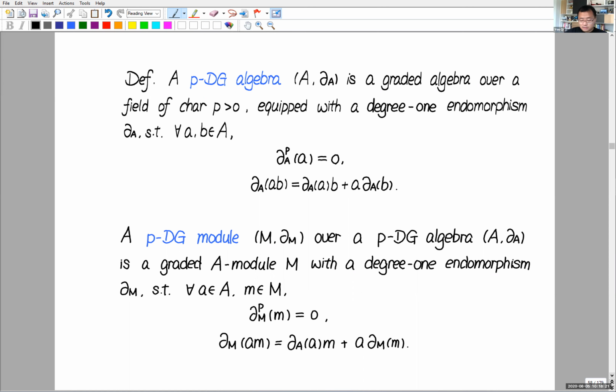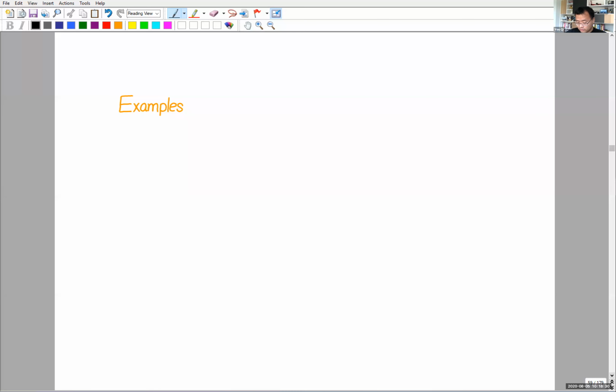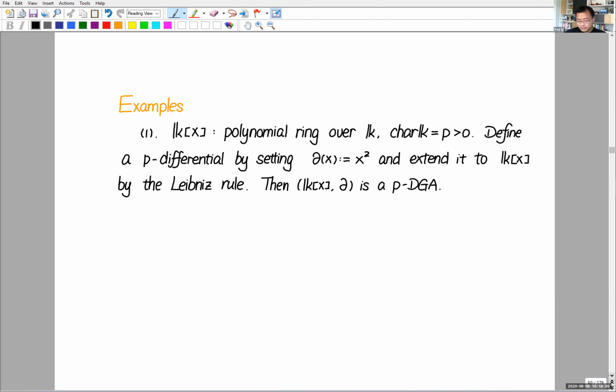All right. So there are a lot of analogies between these two different worlds, the usual differential graded algebra and the PDG algebra. But before that, let's think about some concrete examples that will also appear in the exercises. So first off, if you consider the usual polynomial ring over a field of characteristic p, and you define a p-differential by setting dx equals x squared and extend it to the entire ring by the Leibniz rule.